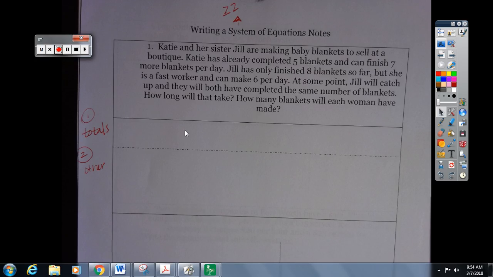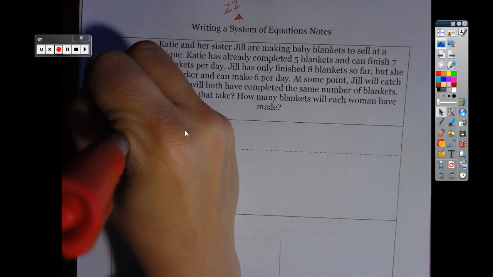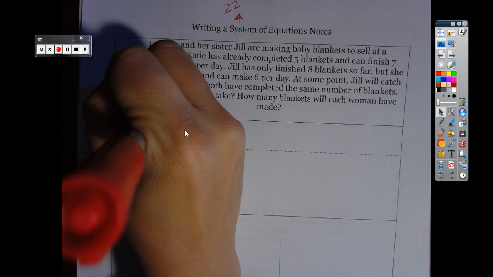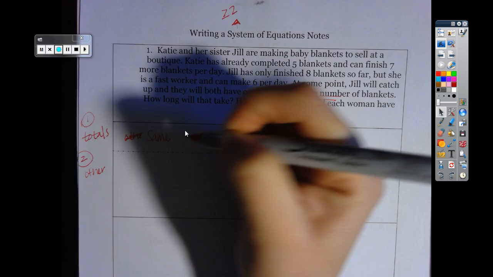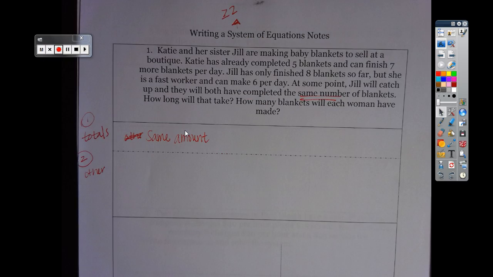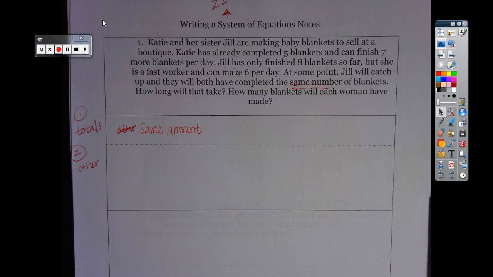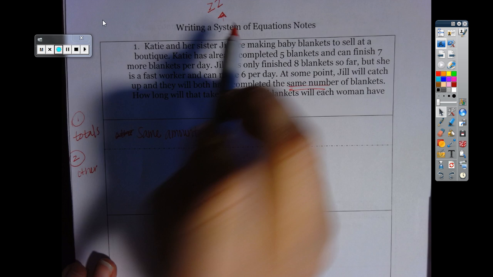Alright, so in this problem, we don't have totals because it doesn't say we have 20 total blankets. It doesn't say we have $20 or we have 20 boutiques. In this case, they're actually talking about when they have the same. So at some point they're going to have the same amount. I'm going to show you how this is going to influence what we do here. Now we have 2 things. That's the whole point. We have 2 equations, so we're dealing with 2 things.